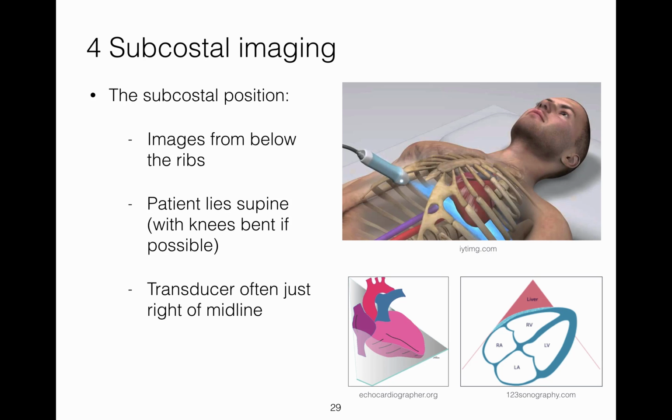Subcostal imaging. As the name suggests, subcostal images are acquired from below the ribs. For optimal subcostal images, the patient should lie supine, with their knees bent if possible. Subcostal images are acquired from below the xiphoid process, which is at the inferior margin of the sternum, often with the probe just to the right of midline.